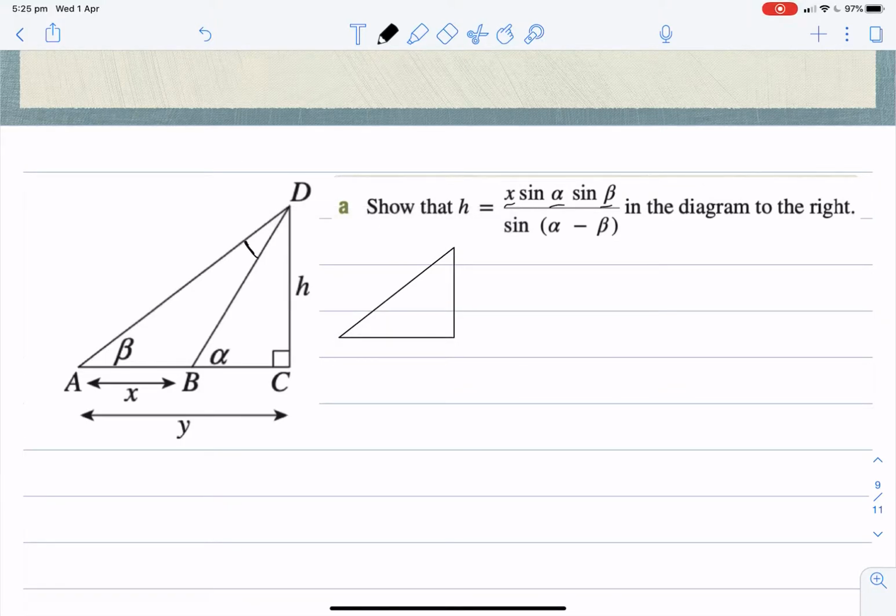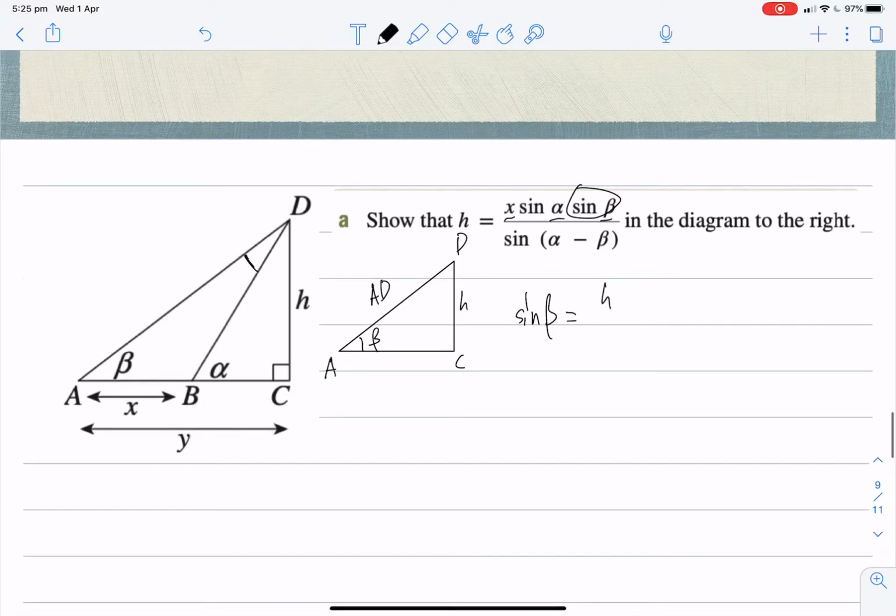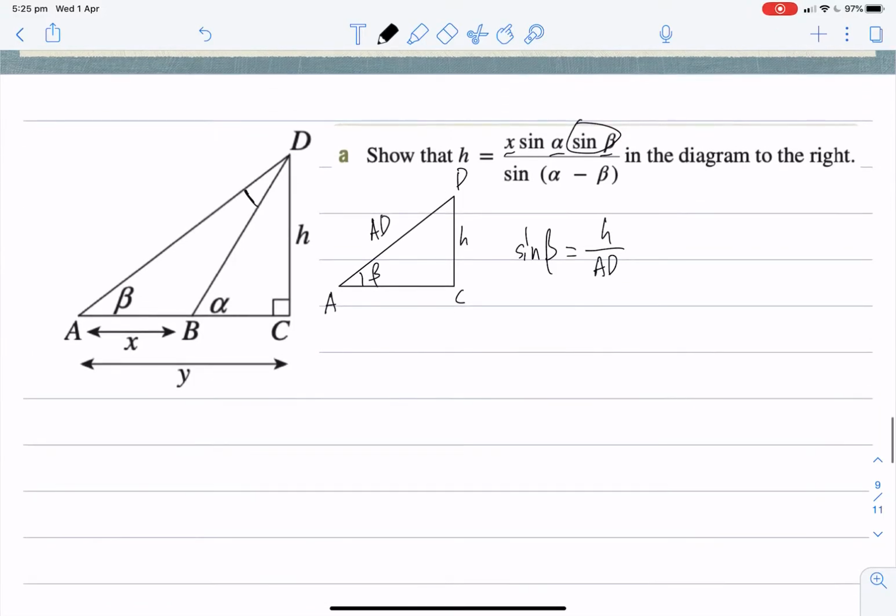Okay, so we've got this triangle here, which is ACD. We've got h here, and we've got beta. The side the two triangles have in common is AD, so I'm going to use AD as the subject. In that case, we've got AD, we've got beta, we've got h. It sounds like just sine beta, which is also in the equation, so I think we're going in the right direction. Sine beta equals h over the hypotenuse. If we rearrange it, AD equals h divided by sine beta. Okay, we've got one equation.